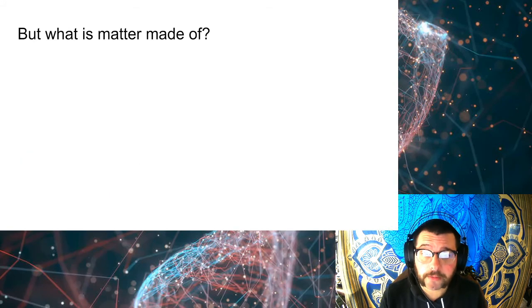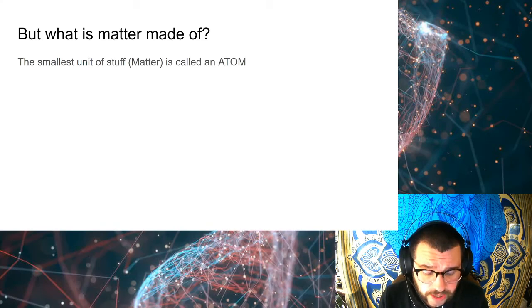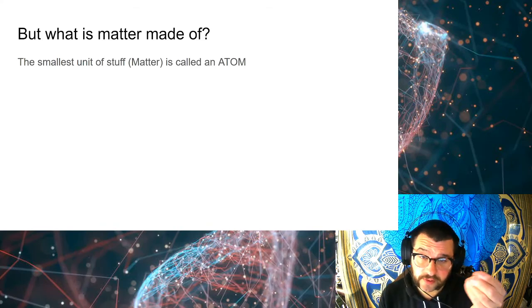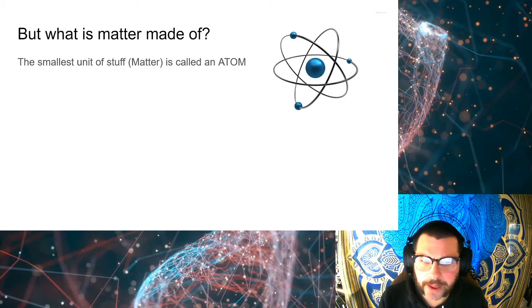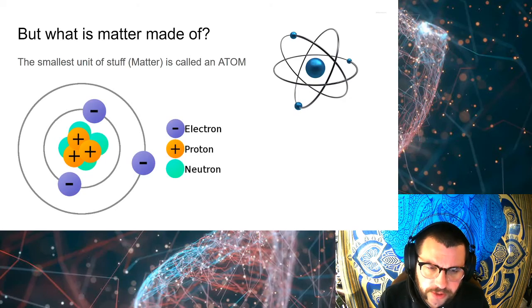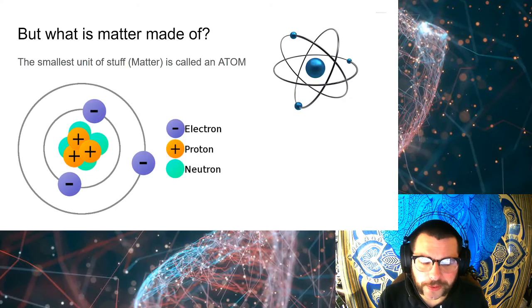Don't forget it. But what is matter made of? So all this stuff takes up space, but what's it made of? Well, the smallest unit of stuff or matter is called an atom. Here's a picture of an atom you might have seen from a cartoon in your past. Now, it's not a real atom, of course, it's a drawing. Atoms are super duper tiny. They're made up of three things we call subatomic particles.